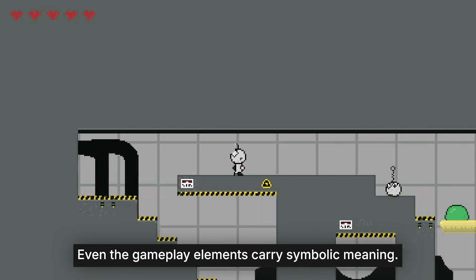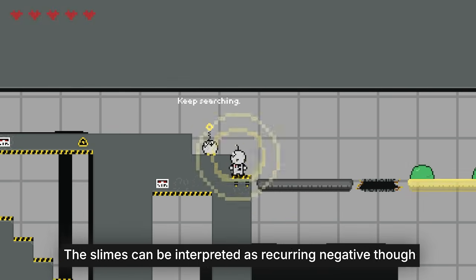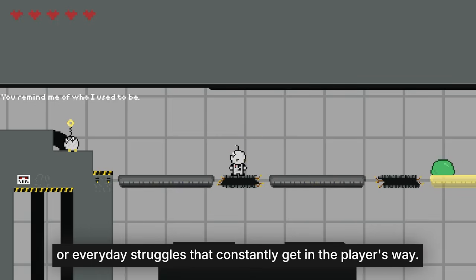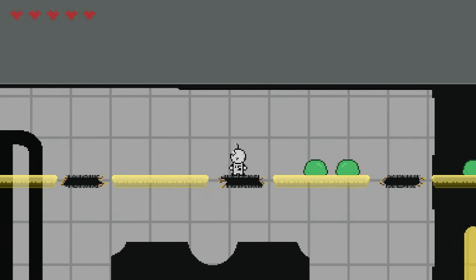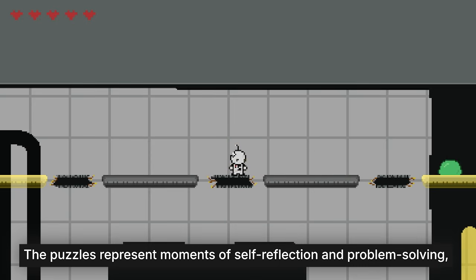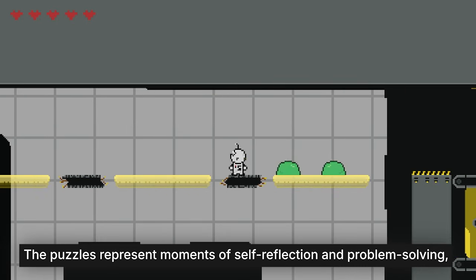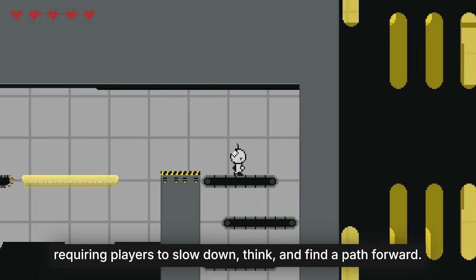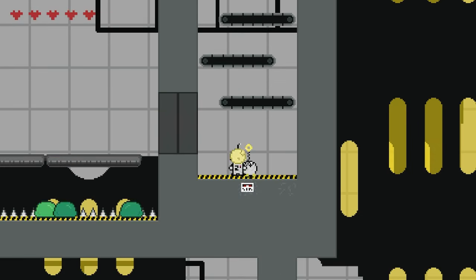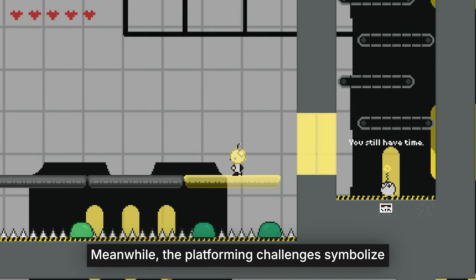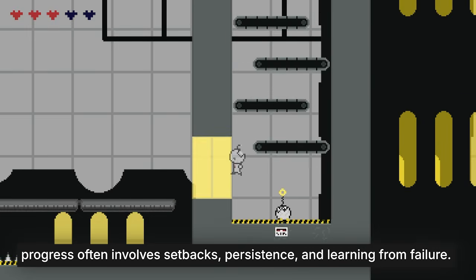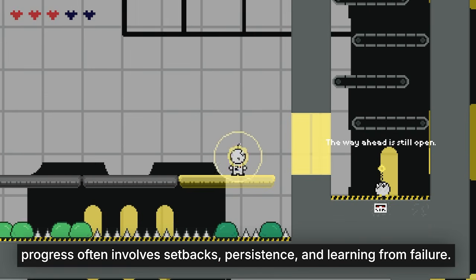Even the gameplay elements carry symbolic meaning. The slimes can be interpreted as recurring negative thoughts or everyday struggles that constantly get in the player's way. The puzzles represent moments of self-reflection and problem-solving, requiring players to slow down, think, and find a path forward. Meanwhile, the platforming challenges symbolize the ups and downs of personal growth, where progress often involves setbacks, persistence, and learning from failure.